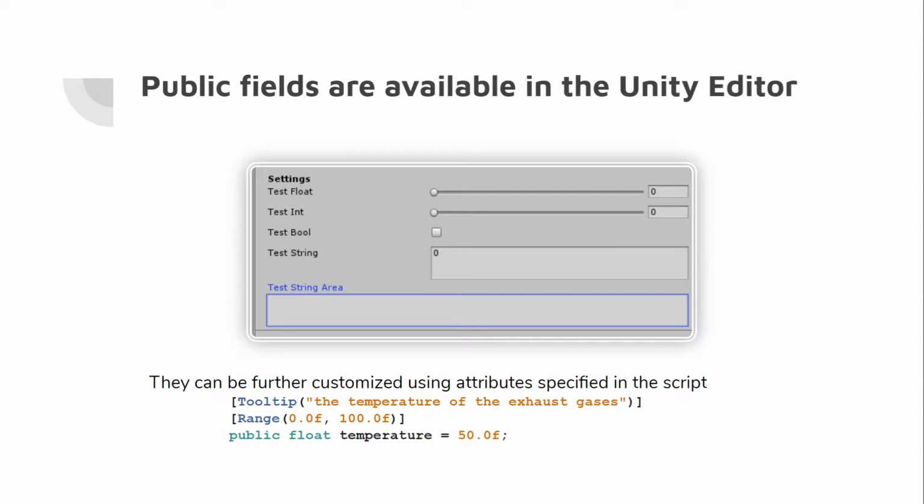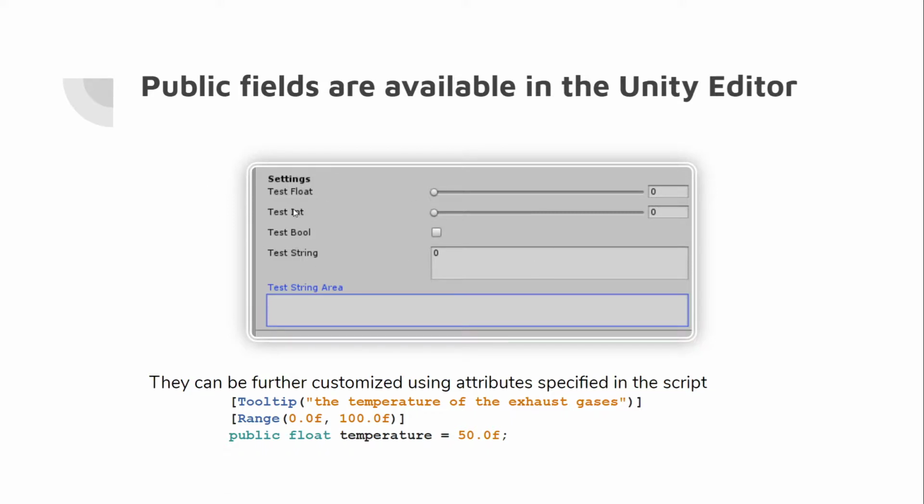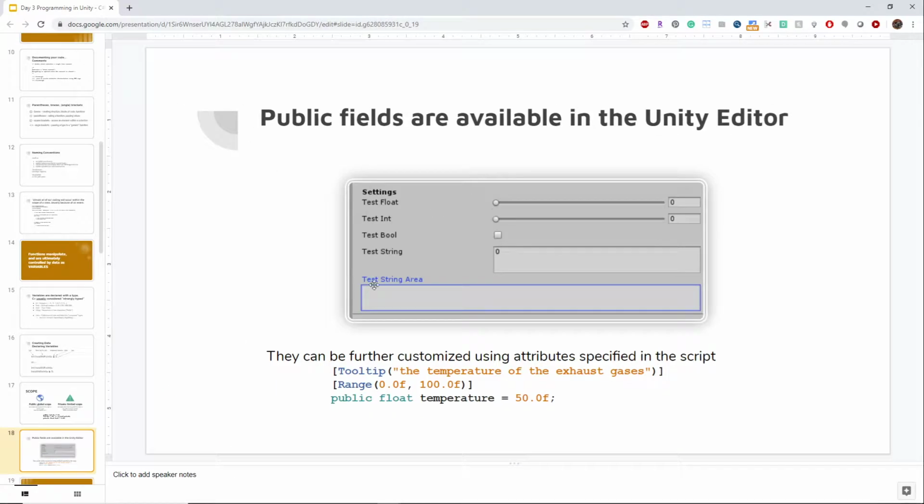One really interesting application of public fields is that they are available to the Unity editor. So your scripts can be modified, or to some degree they can be modified, at least the initializers, by the Unity editor itself. For example, if we had a class that had a set of strings or a set of ints or a set of bools and so on, they would be accessible here. Let's actually do this as an example.